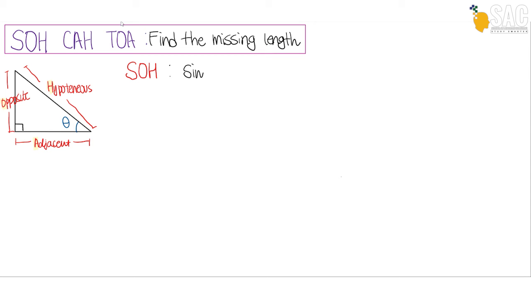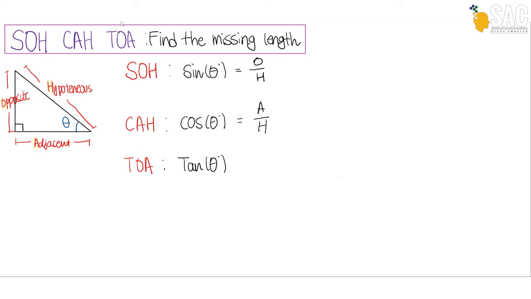SO represents sine theta equals opposite over hypotenuse. CA represents cos theta equals adjacent over hypotenuse. TOA represents tan theta equals opposite over adjacent. And altogether we call this SOHCAHTOA. It's just an easy way to memorize how sine, cosine, and tangent work in a right triangle.